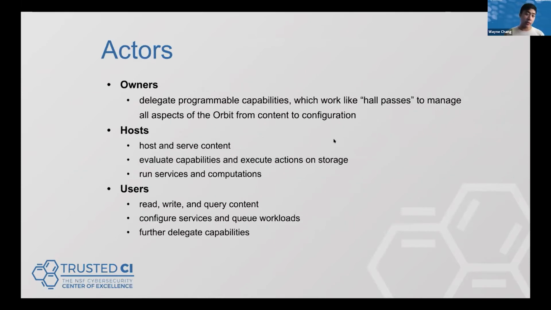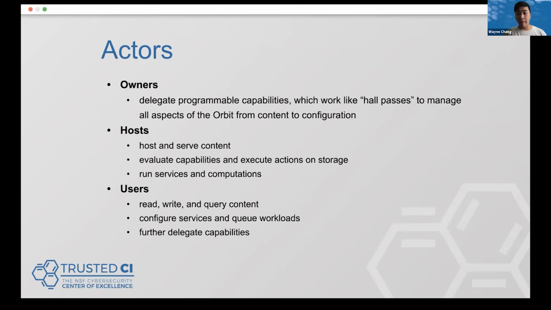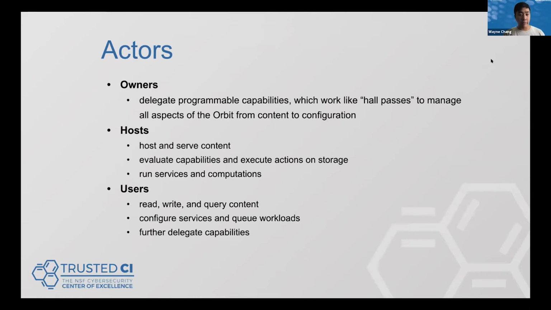So the various actors in the ecosystem for running Kepler are the owners of the orbits that can delegate programmable capabilities. We said we work with key pairs. Well, you can use your key pair to sign a hall pass that gives someone permission to access a file at a certain path or a file of a certain checksum and manage different aspects of the orbit, everything from the content itself to configuration.